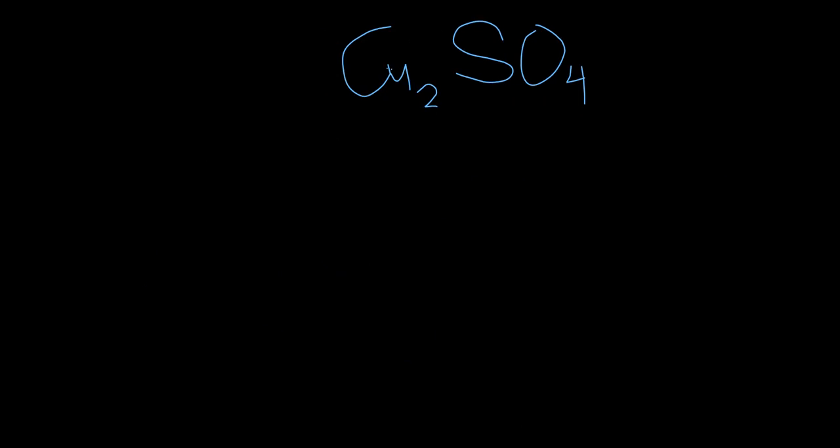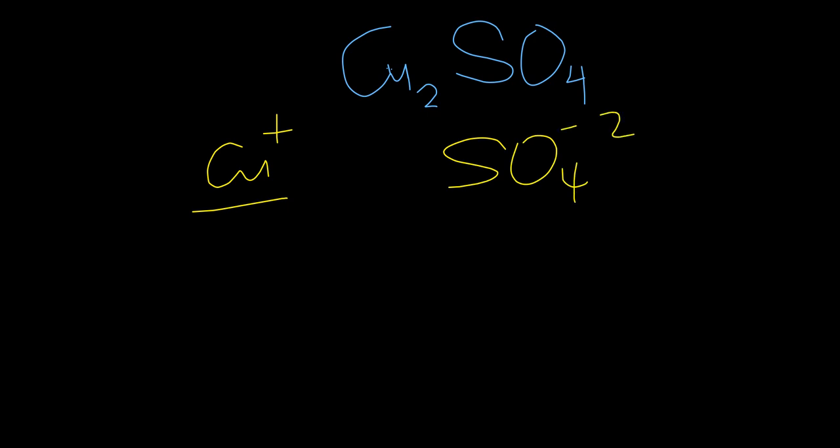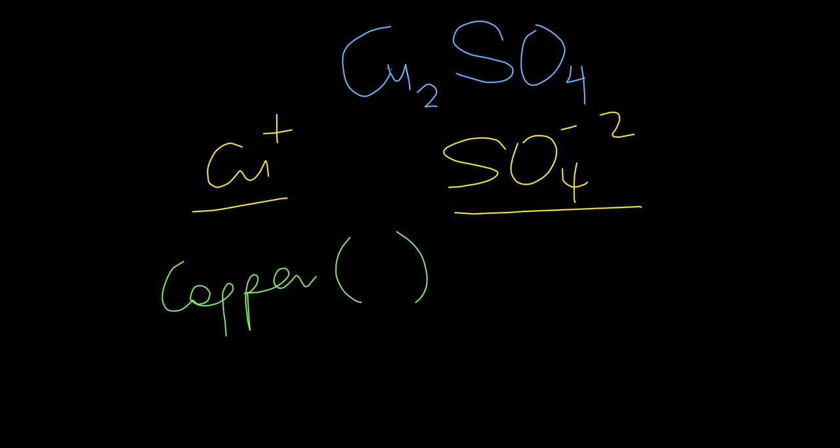In this final example, we have copper 1 plus, then SO4 -2. We name them separately. So here, the first item is copper, then its oxidation state. Remember, copper is one of the elements with variable oxidation state. Its oxidation state is this item. We'll put I there, that's +1. Then we name the oxo-anion.